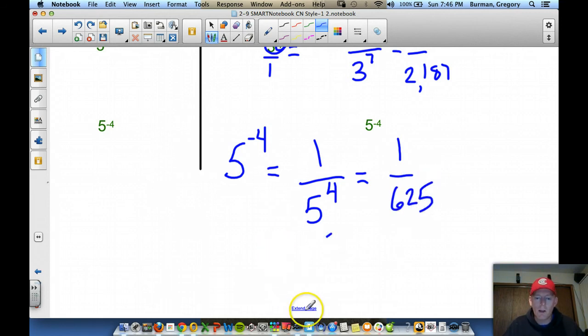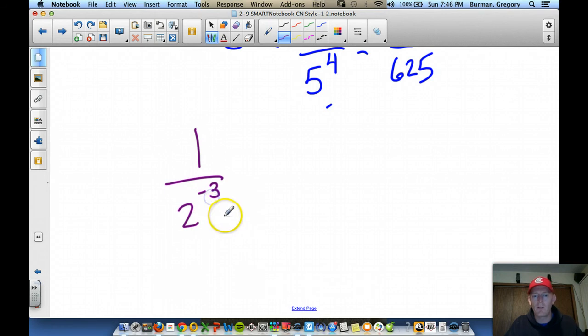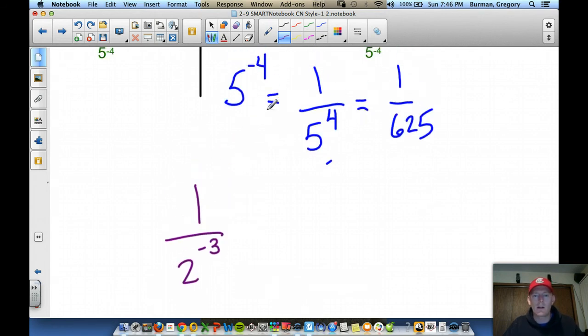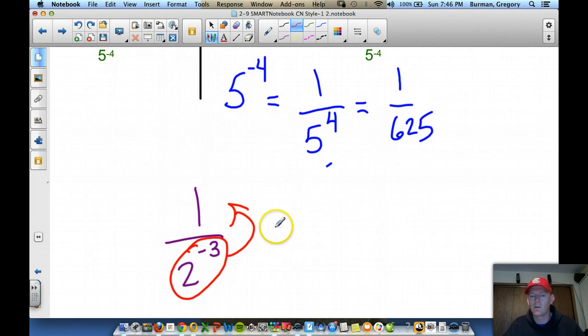Now I got one more thing I want to show you, because I'm done with examples after this. This is just for fun. I'm not sure if we'll have a problem in your assignment that looks like this. If I have a 1 over 2 to the negative third, just like up here, the negative switched to the bottom. On this type of problem, to get rid of a negative exponent, we bring it to the top. So if the negative exponent's on the bottom, we bring it to the top to make it positive, by switching over this division line, the fraction bar. So this would be equal to 2 to the third power, which is an 8.